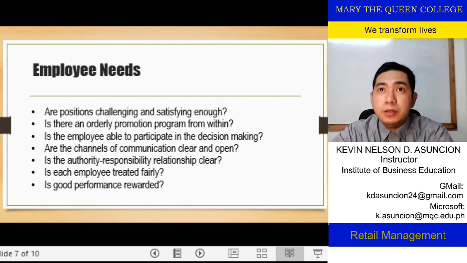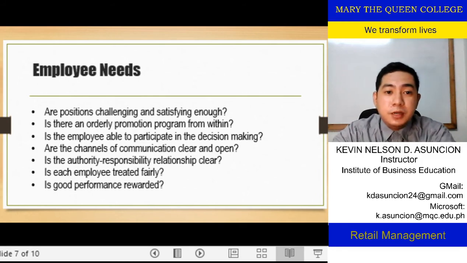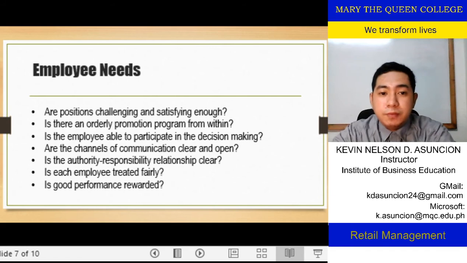In marketing management, we might address that with advertising and sales promotion. For our sales force promotion, so that they become diligent, you need to motivate them. Is there an orderly promotion program? Is the employee able to participate in decision making? Are they empowered? Are the channels of communication clear and open? Is the authority and responsibility relationship clear, and is each employee treated fairly? And lastly, is good performance rewarded? So that they work hard. That's on the organization management topic and also human behavior management.